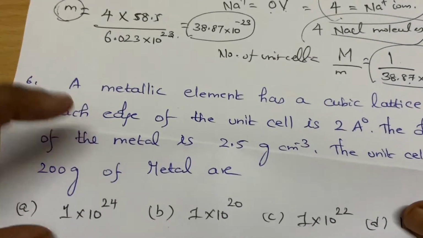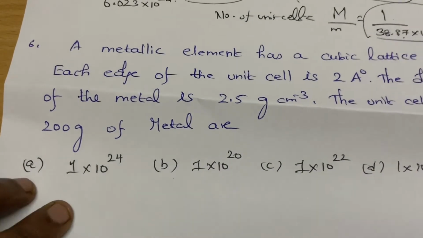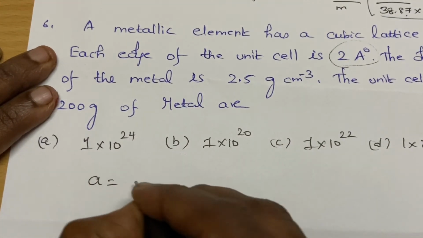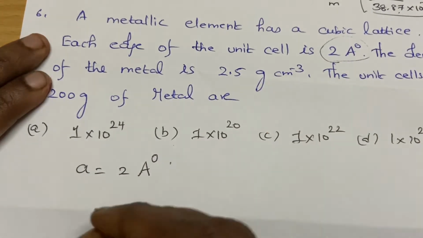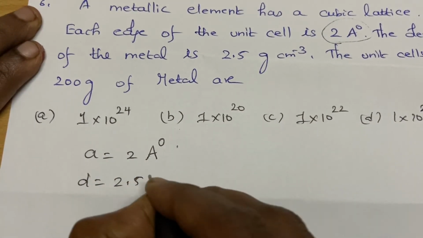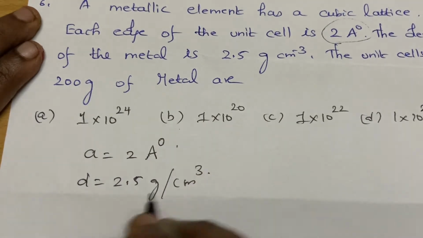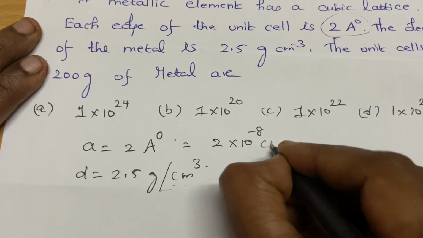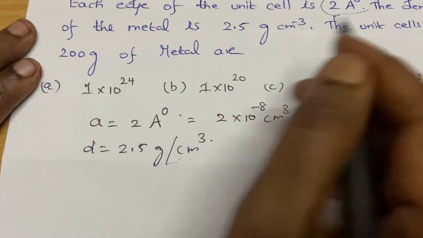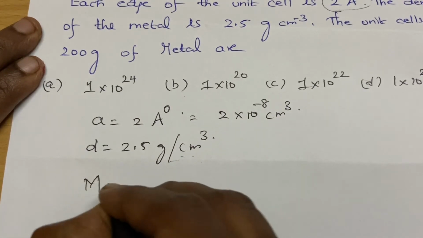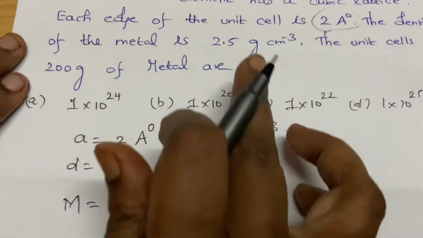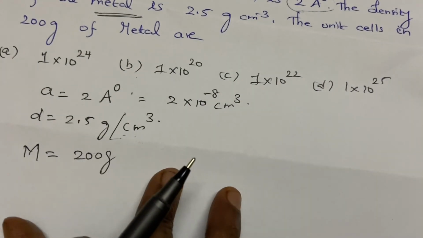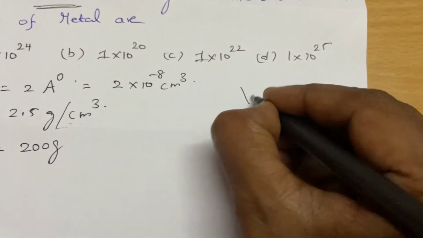Next, a metallic element has a cubic lattice. The edge length of the unit cell is 2 Angstrom, so a is equal to 2 Angstrom, and the density is 2.5 grams per centimeter cube. It is in centimeter cube, so you have to convert this into centimeter cube. Then the unit cells in 200 grams. Here also it is not given what particular metal it is, so you cannot use that capital M by small m formula. Instead you can use capital V by small v.